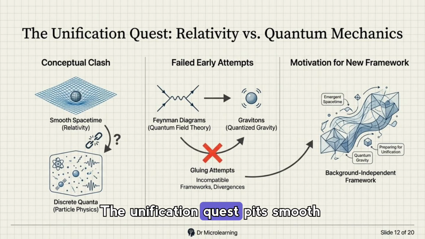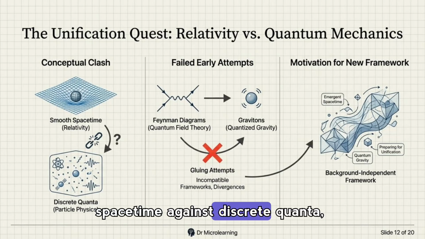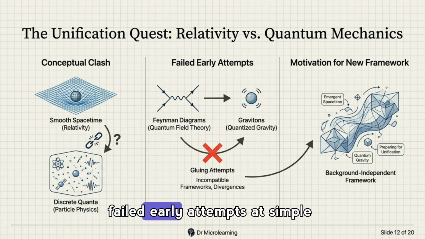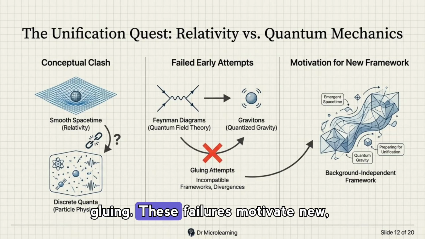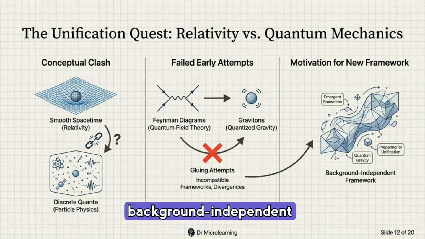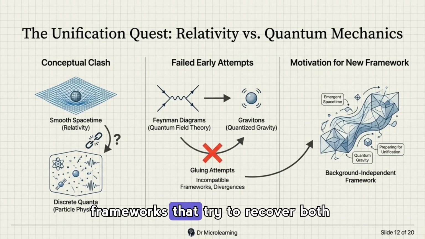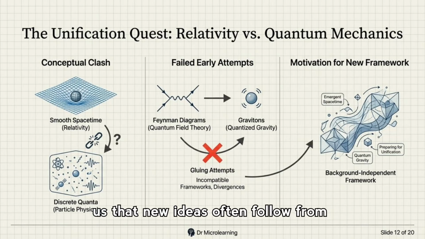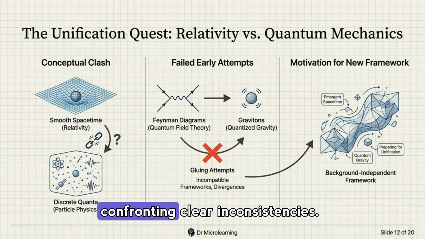The unification quest pits smooth spacetime against discrete quanta, exposing conceptual clashes and failed early attempts at simple gluing. These failures motivate new, background-independent frameworks that try to recover both relativity's geometry and quantum mechanics' discreteness, reminding us that new ideas often follow from confronting clear inconsistencies.